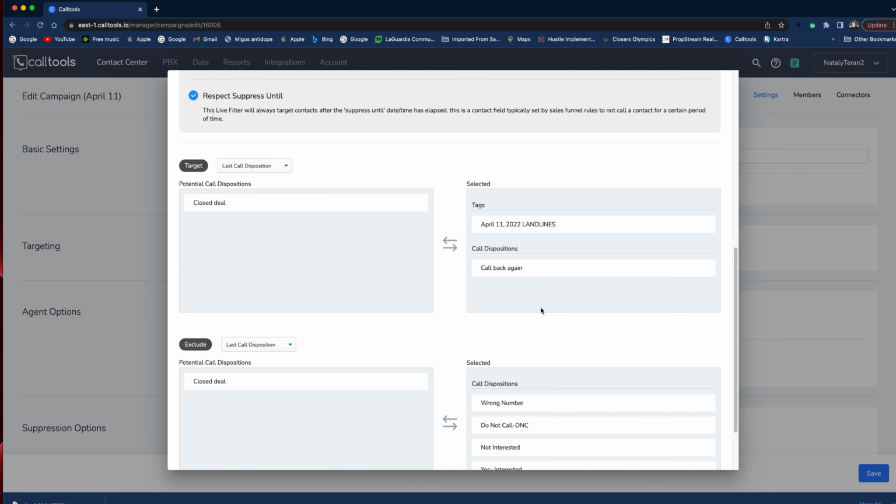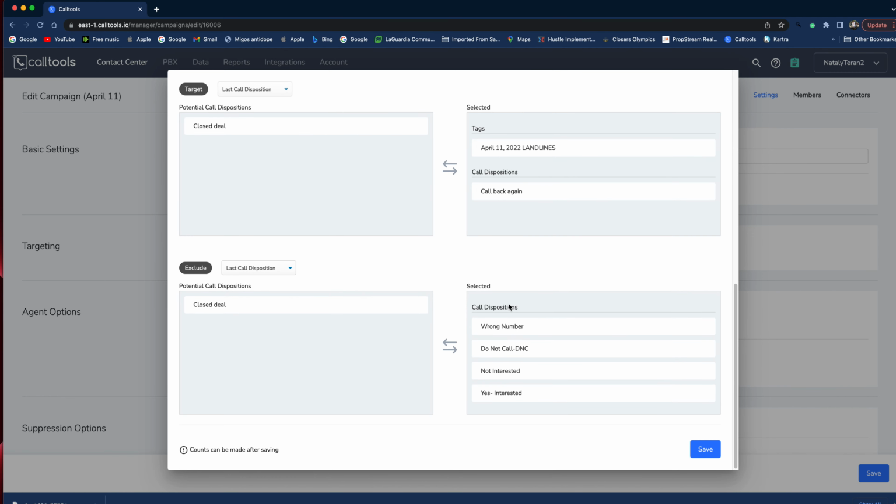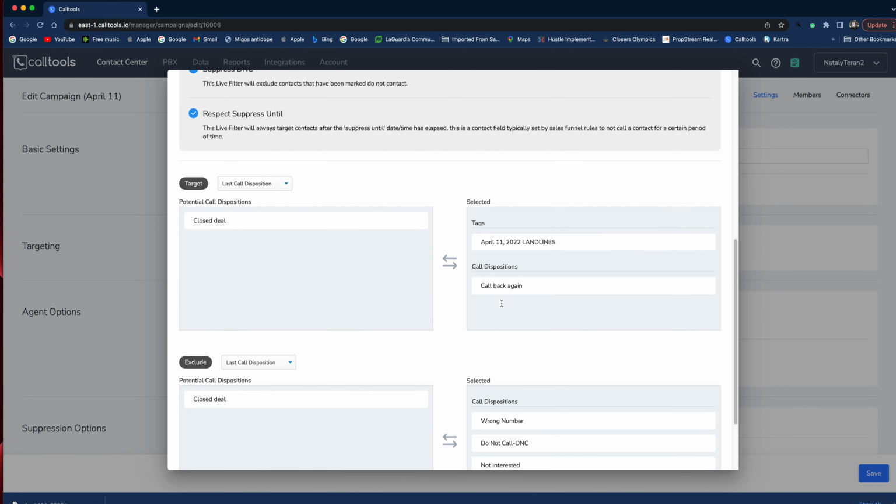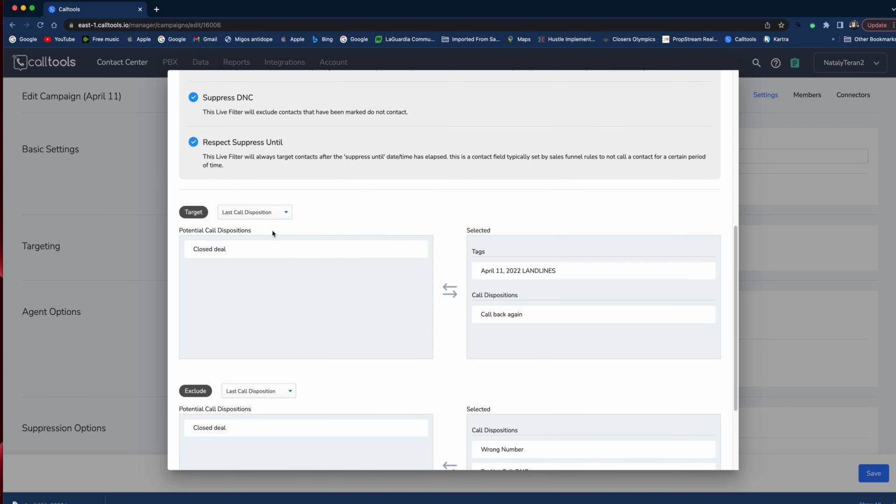This is the system for you. Back then, Calltools had buckets, and this is pretty much a new way of what they're trying to do. So this filter is going to work kind of like a sales funnel works, except it's just so much easier to understand. Target here is saying that in this list, it's going to call these people. It's going to call this list, which is using the tag to identify the list. And then it's also going to call back people that were put into your call again disposition. Now, since we already have this as a rule in our sales funnel, we don't really need it because our sales funnel is going to do that for us.